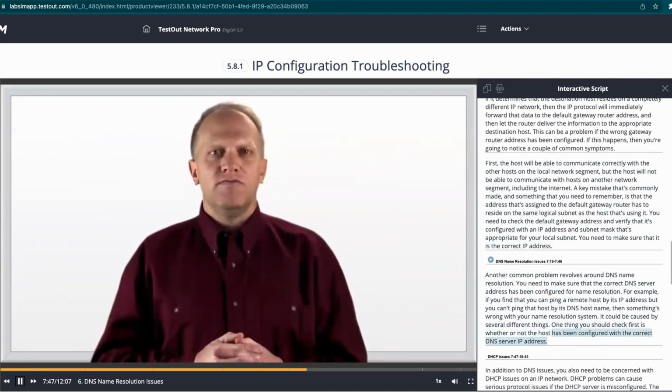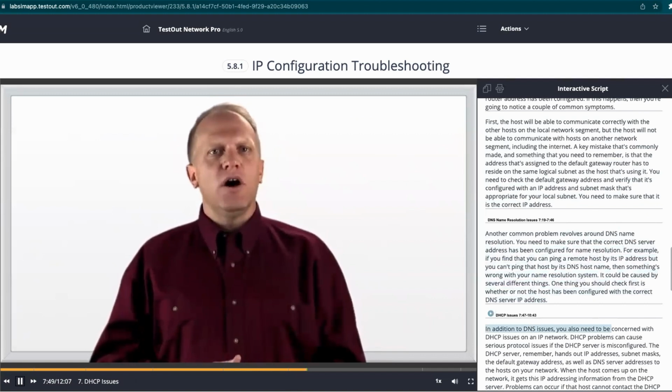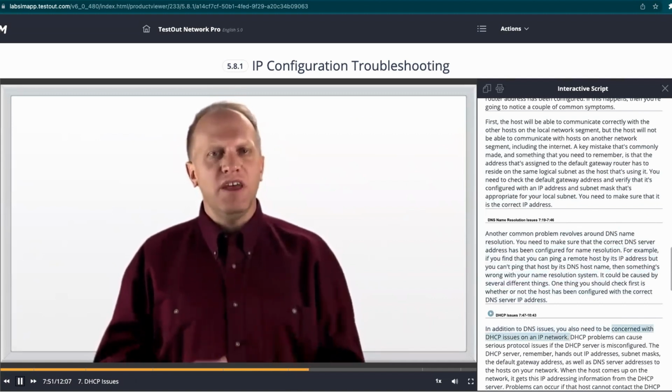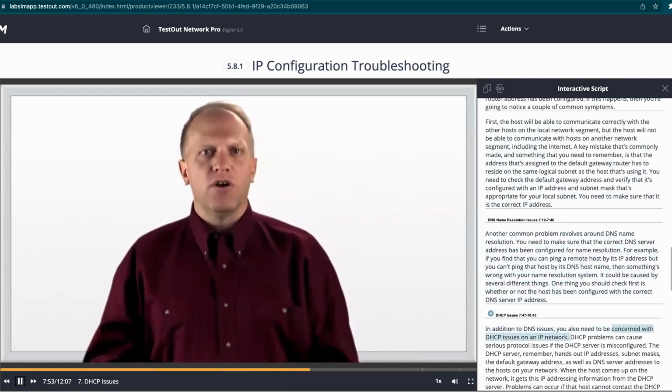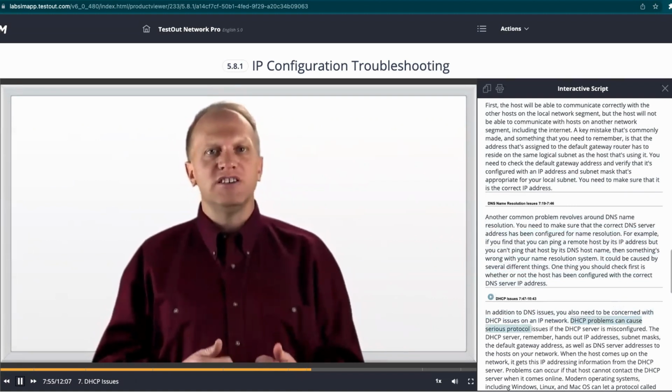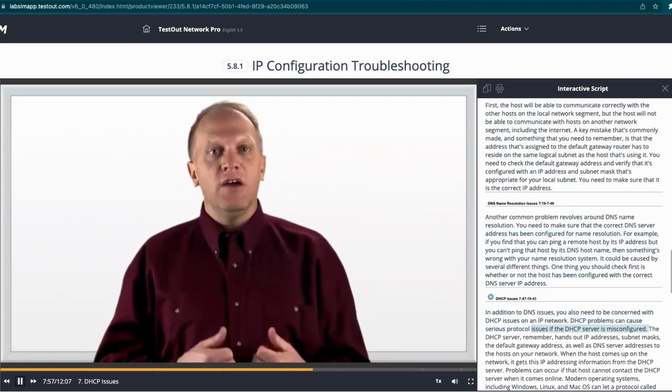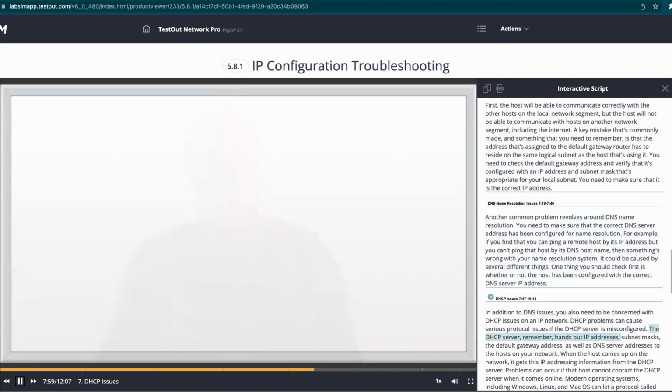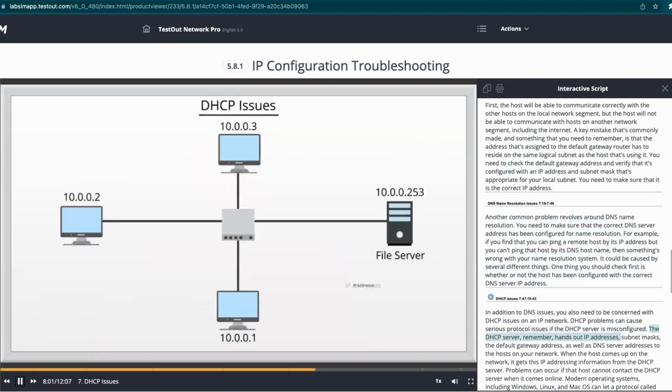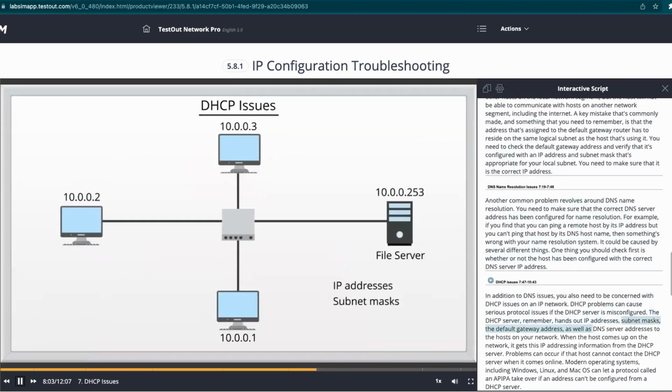In addition to DNS issues, you also need to be concerned with DHCP issues on an IP network. DHCP problems can cause serious protocol issues if the DHCP server is misconfigured. The DHCP server, remember, hands out IP addresses, subnet masks, the default gateway address, as well as DNS server addresses to the host on your network.